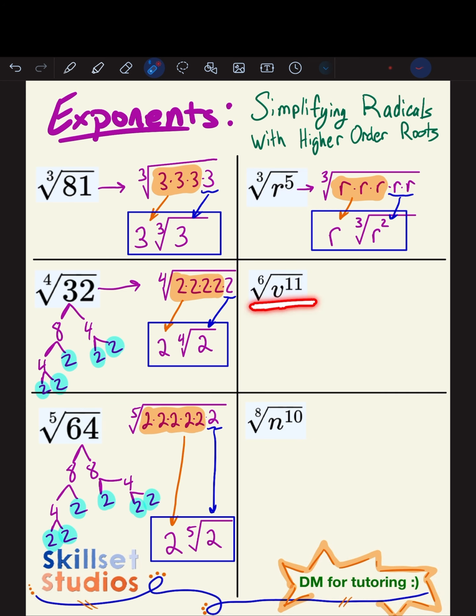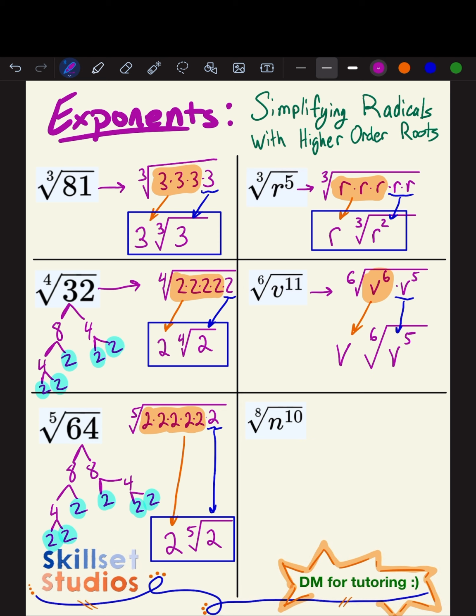Again, following that same idea with this example, if you'd like to, you can skip the step of writing out all 11 v's, because if we know we're looking for groups of 6, we can break that 11 up into one group of 6 v's and one group of 5 v's, because 6 plus 5 is 11, which means this one group of 6 v's can leave the radical. And now these 5 are not quite enough to leave the radical, so all 5 will stay inside. And we get v times the 6th root of v to the 5 as our final answer.